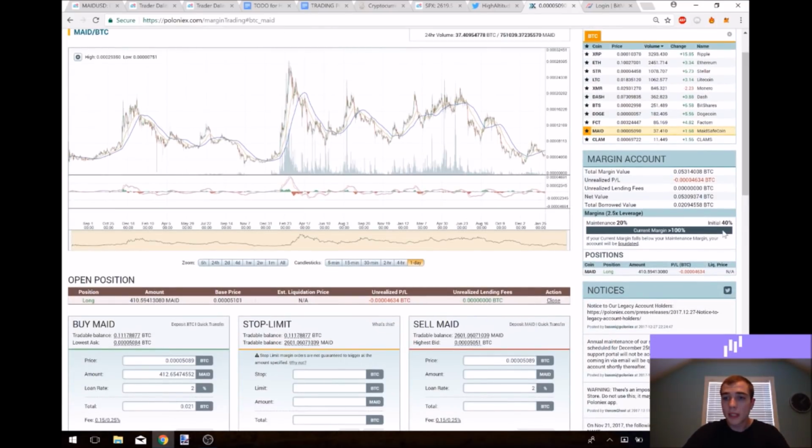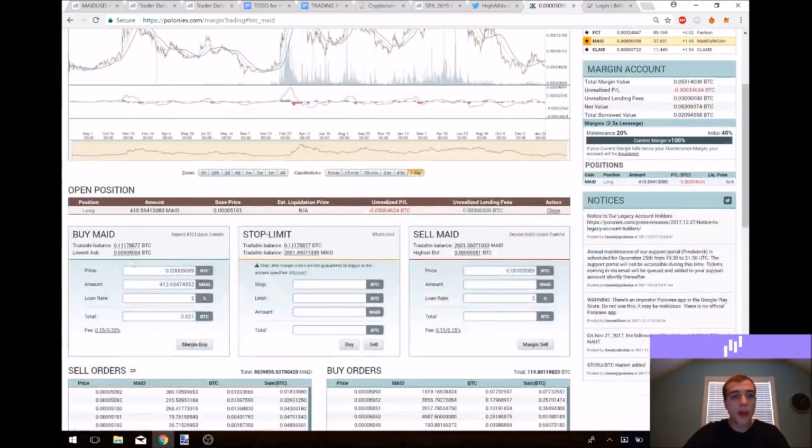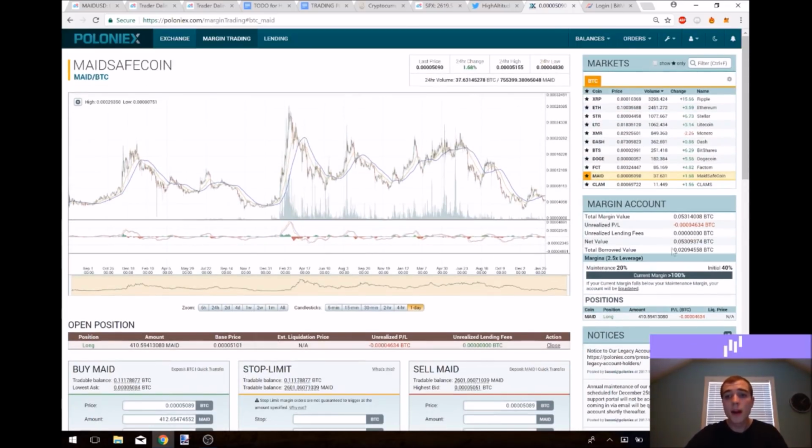If this margin percentage, over here on the right hand side, started going down into the lower levels of, let's say, 60%. So maybe I used this tradable balance, maybe there's only 0.02 Bitcoin in the tradable balance left. That would give me about 60% margin in this account. So what that means is I would have a liquidation price.